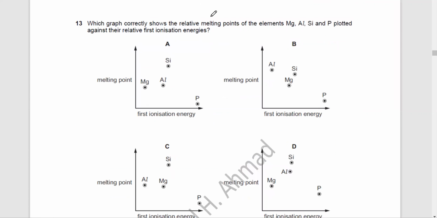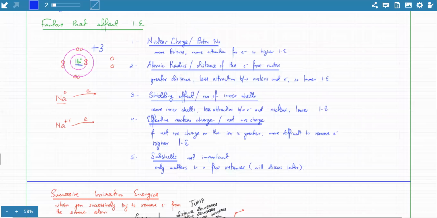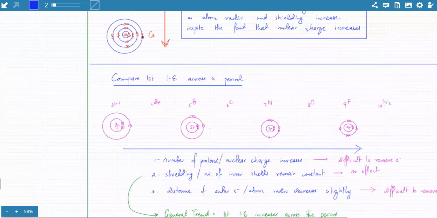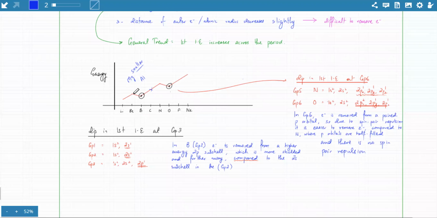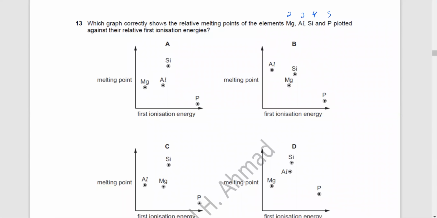This question requires a bit of inorganic. So he's trying to plot melting points with respect to first ionization energies for magnesium, aluminium, silicon, and phosphorus. So it's group 2, 3, 4, and 5. Across the period, you know what the graph looks like from group 2 onwards. It's going to look like this. There's going to be a dip, group 2, then 3, then 4, and then 5. So I'm going to sketch the graph of ionization energy first.